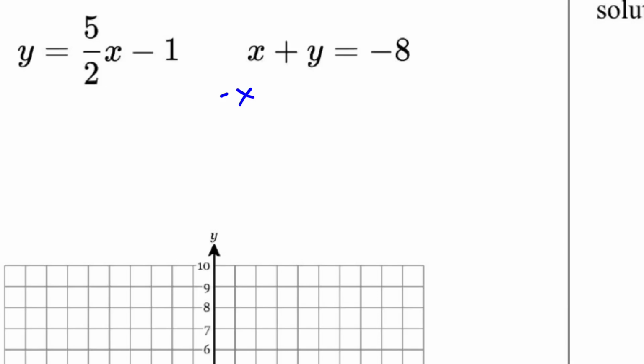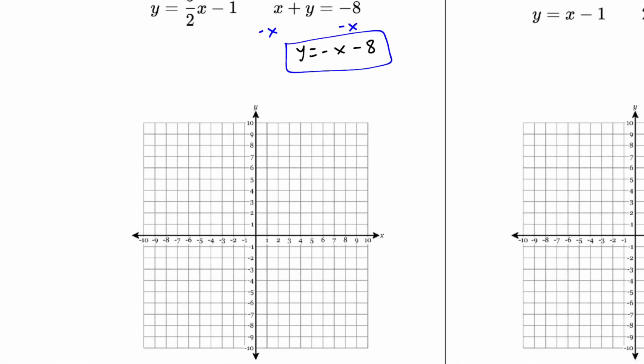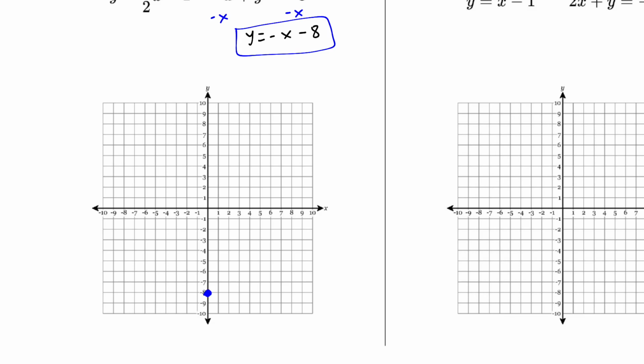First I move over the x. This leaves me with y is equal to negative x minus 8. And since y doesn't have a coefficient, I'm just done. So let's graph this. Start here at negative 8, put a dot, go down 1, right 1. And I might need to have some points on this side, so I'll plot a couple of them.